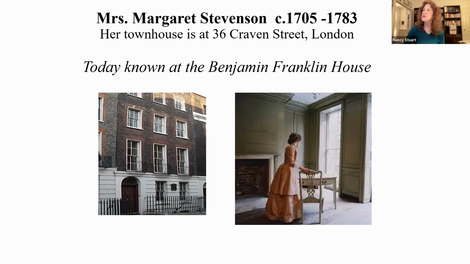And while he was there, he stayed in a townhouse on Craven Street. It's in central London. I've been by it myself. It's now a museum. At the time that I was there, the museum wasn't open. And he lodged with a woman, a middle-class widow named Margaret Stevenson. Margaret Stevenson was about his age. She had a daughter who lived elsewhere, who was by then in her, I'd say, 19 or 20 years of age, who lived with an elderly aunt who needed care. And Margaret rented rooms to travelers. So Ben had rented rooms from her.